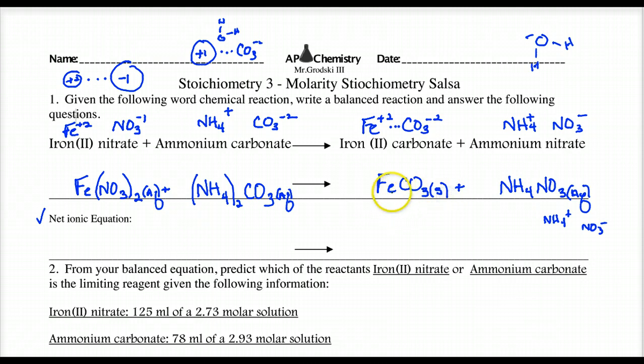Now let's balance. I've got one iron, two nitrates. Notice I'm keeping the nitrates together. One nitrate, so I have to throw a 2 there. Two ammonium ions, one carbonate ion, one carbonate ion. We are balanced.